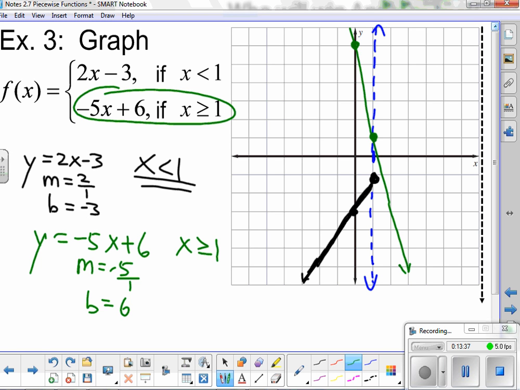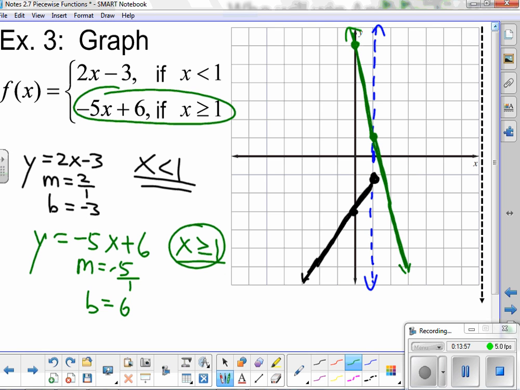Okay. Keep in mind, I don't even care about the black line anymore. I'm just focusing on the green one. Now, I want my x values to be bigger than 1. So I have a left side of the green line and I have a right side of the green line. I don't care that they're pointing up and they're pointing down. What I care about is there a left side and a right side.